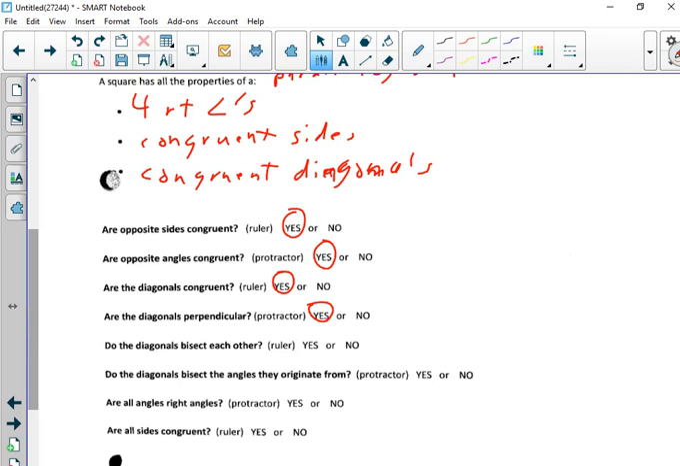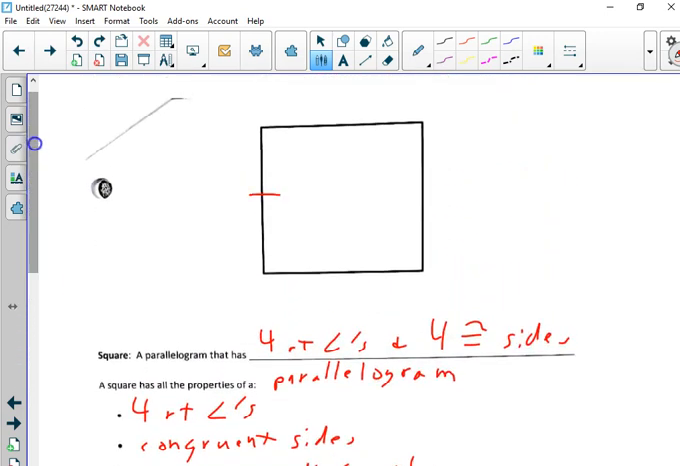Do the diagonals bisect each other? Yes, because they are equal. Do the diagonals bisect the angle they originate from? Yes, they do. Are all the angles right? Yep. And are all sides congruent? Yes. So let's go do some marking up here. Opposite sides, all sides equal.